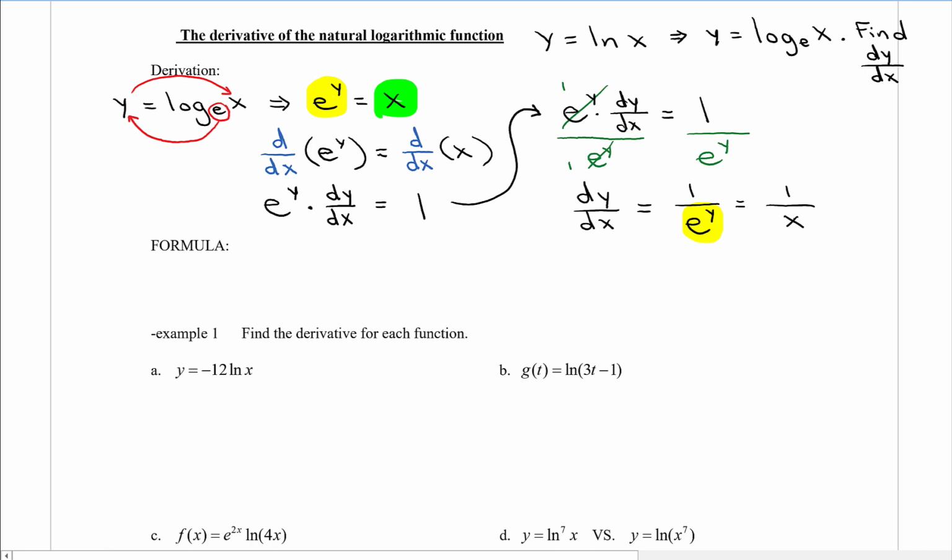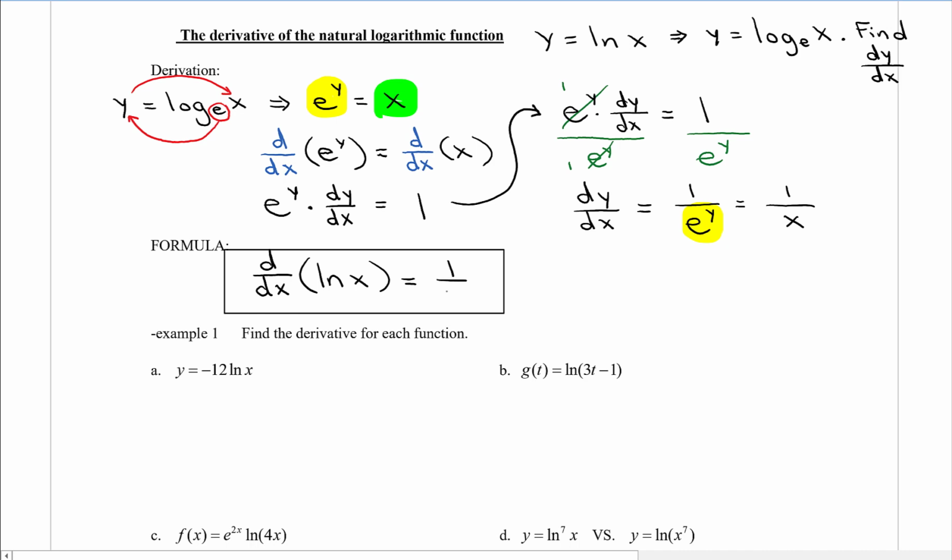Now this allows us to write down the formula for the derivative of the natural logarithmic function. The derivative with respect to x of the natural log of x is going to be equal to 1 over x. And we're going to go ahead and box that in.